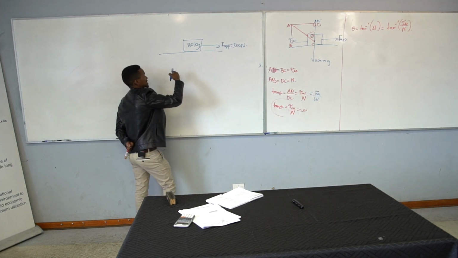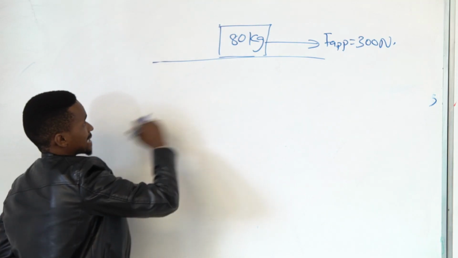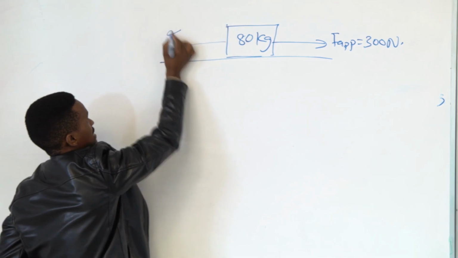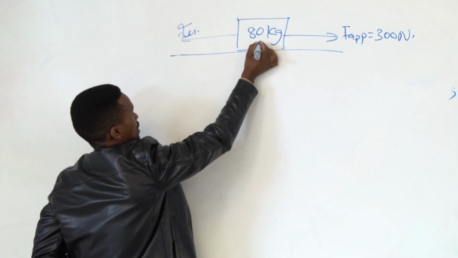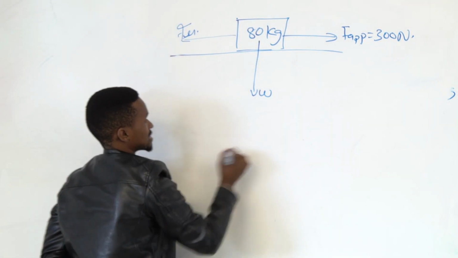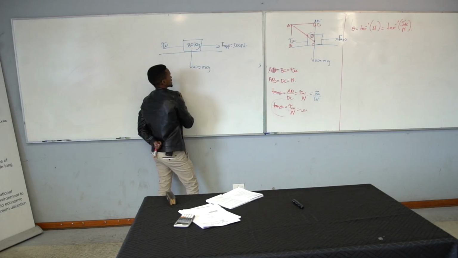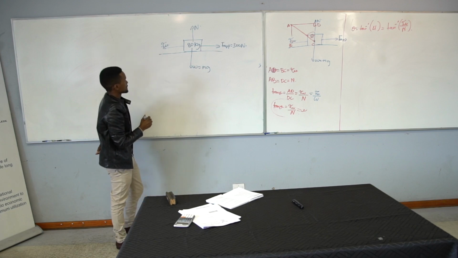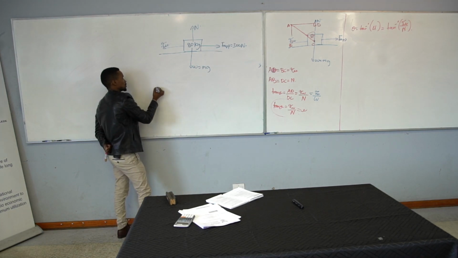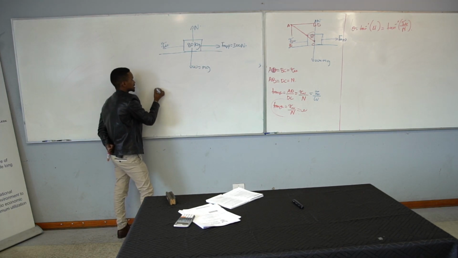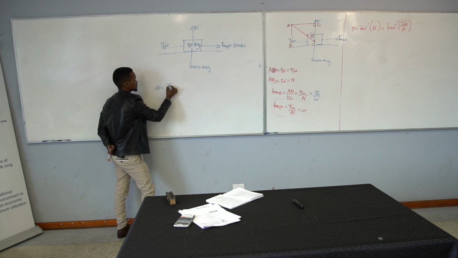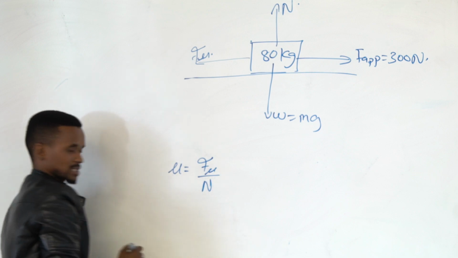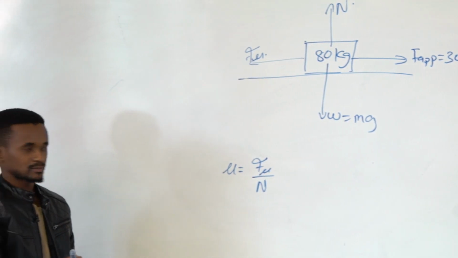Now let's analyze our diagram. If it's moving in that direction, we're going to have frictional force in this direction. We have the weight of the object, which is the weight due to mass and gravity. We have the normal force there, right? Now, what else do we know? We know the formula to calculate the coefficient of friction will be the frictional force divided by the normal force, or the weight.